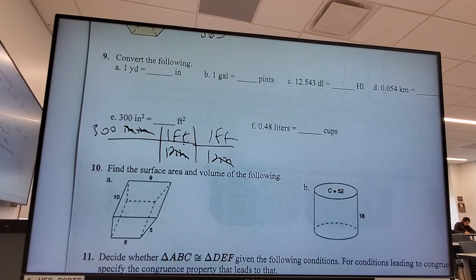I think I ran out of room for 10A, so I was going to do it in class anyway. 10A is a little bit trippy. Can you guys see what's going on with 10A? I didn't even stop to think about how that could be misconstrued. Yes, trapezoidal prism. It's a trapezoid.